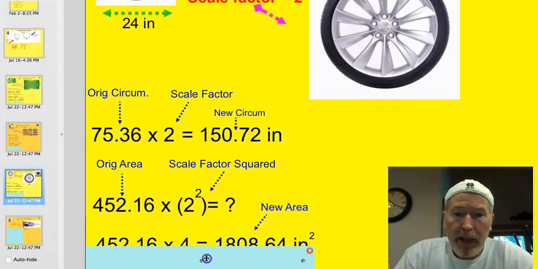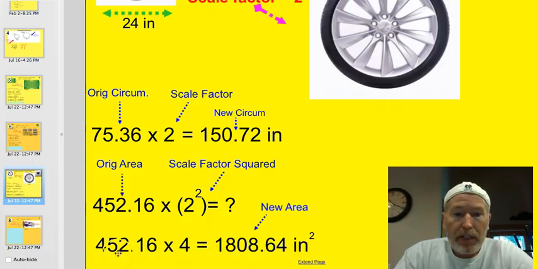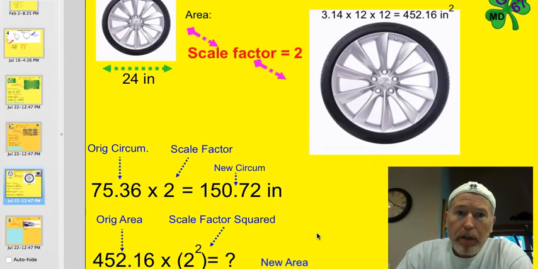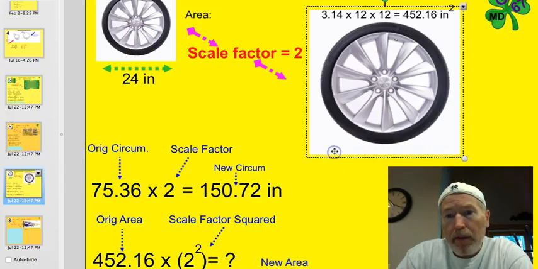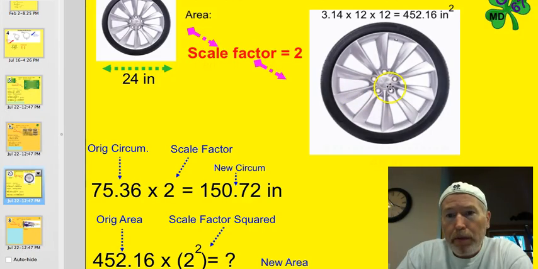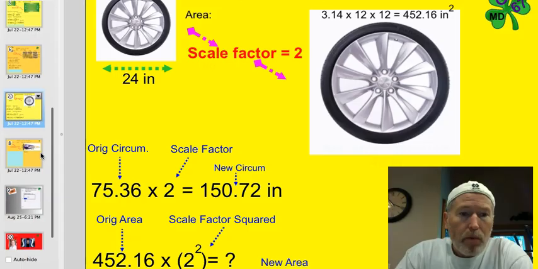So let's simplify that. I'm just going to shut this down. That's 452.16 times 4, 2 squared, is 1,808.64 inches squared. Okay? And obviously, if we're using a scale factor of 2, if the diameter of this one is 24, the diameter of this other one would be 48. Okay? All right, let's keep rolling.